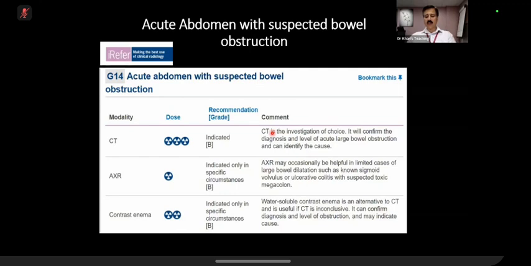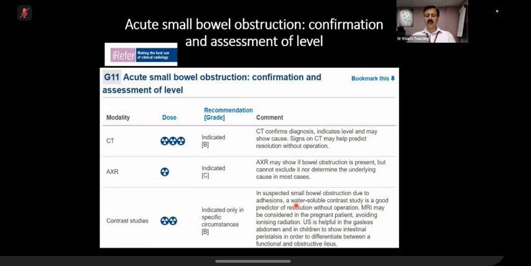So, all of this, whatever is written here, I urge you to read carefully, and each line can save you in the exam. Now, this is acute small bowel obstruction, confirmation and assessment of level. So, what is X-ray? X-ray may show if bowel obstruction is present, but cannot exclude it or determine the underlying cause in most cases. So the maximum an X-ray can do is tell whether there is bowel obstruction or not, but the level or the cause might not be picked up. CT is much better there.